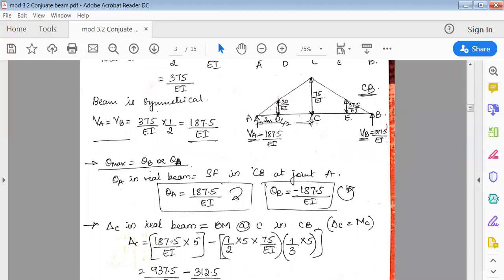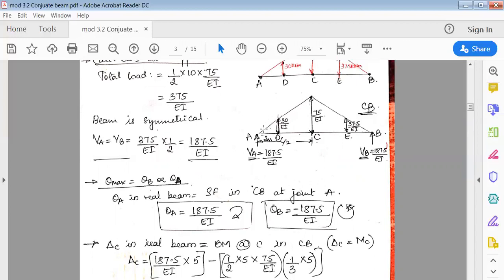187.5 into total distance, that is 5 meter. So again, it is going clockwise, so positive. Next, this complete triangular load, because it is maximum at C, so we'll take this complete load. We'll ignore this 30 over EI and treat this as one complete single triangular load. The area of this load is acting downward. So it is half, base 5 meter, height 75.